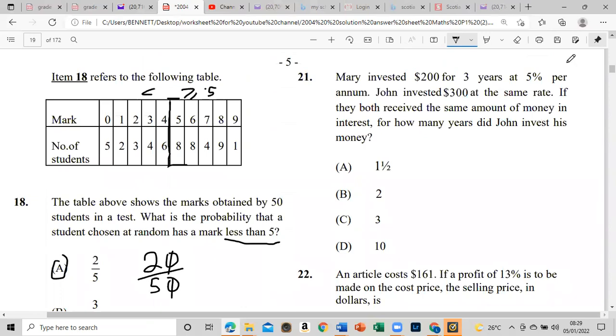Mary invested $200 for 2 years at 5% per annum. John invested $200 the same way. If they both receive the same amount of money, how many years did John invest? This is an awesome, awesome question. So first, we could record Mary's information.